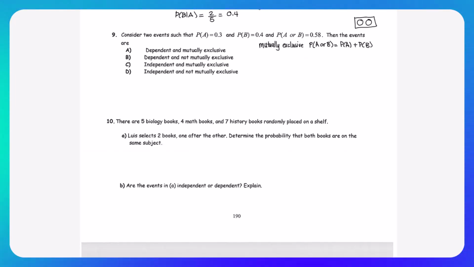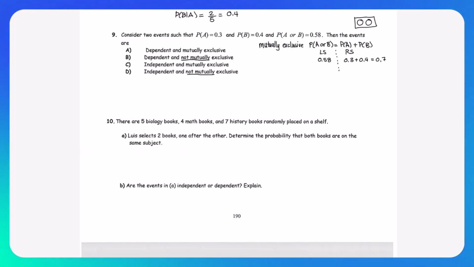So let's see what the probability of A or B is. Because we don't know if these things are equal, we're just going with our left side, right side comparison. The left side, the probability of A or B, is 0.58. The right side, the probability of A plus the probability of B, equals 0.7. That means these two events are actually not mutually exclusive. So we're choosing from B and D.